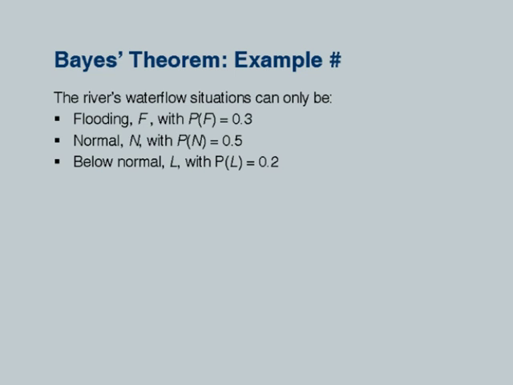And we consider the same known probabilities, let us say the statistics that we have are the same, so that you can see it matches with the conditional probability concepts. So, the river water flow situations can only be, and again 'only' is very important over here, because 'only' means that these are collectively exhaustive, right. Okay. So, flooding with this probability, normal flood level with that probability, and below normal or low flood level with the probability of 20%. Okay. This is the same as what you have seen earlier.